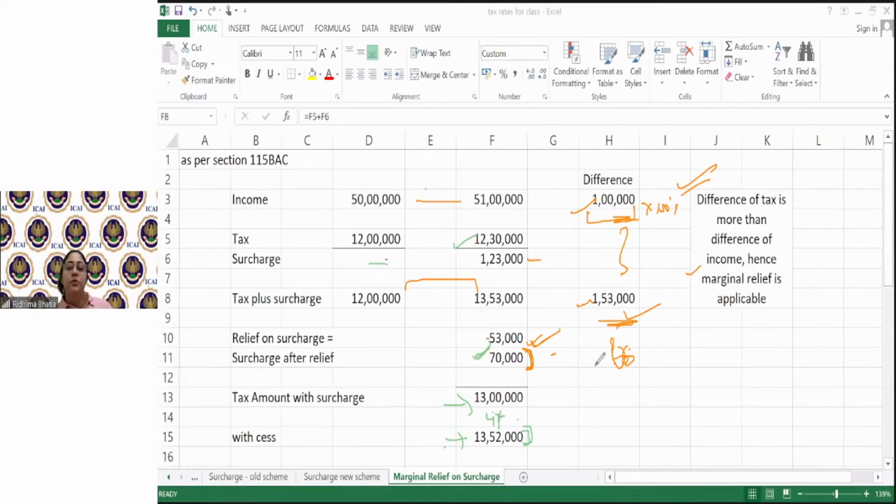So now if an MCQ comes that identify what is the relief on surcharge, you will not say 70,000, you will not say 123, you will not say 1350. If the question asks what is the amount of relief, you have to tell it is 53,000. Clearly answer mein likho, even if it's a practical question, even if it's an MCQ question. But if someone asks what is the surcharge amount after relief, then the answer is 70,000. Okay. Or if someone asks what is the final tax liability, then you have to write 1352. Focus on what the question is asking. Okay.